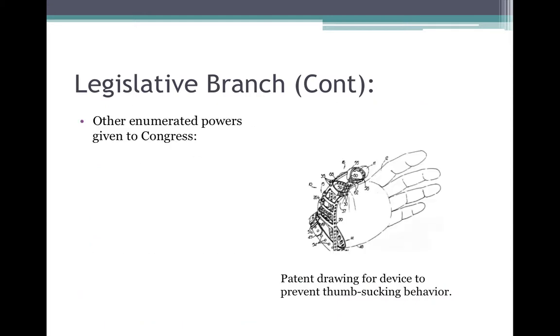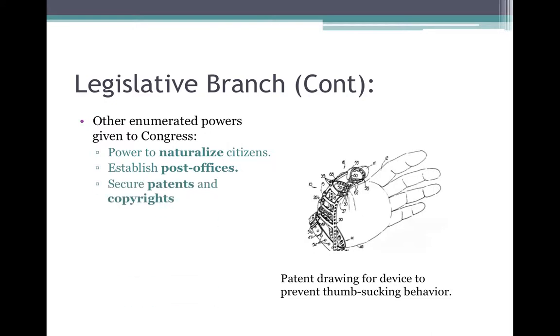Other enumerated powers that are given to Congress include the power to naturalize citizens, that is, to give citizenship to somebody who is not a citizen, establish post offices, secure patents and copyrights, establish courts, and govern the District of Columbia, Washington, D.C.